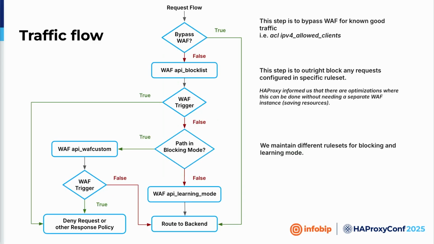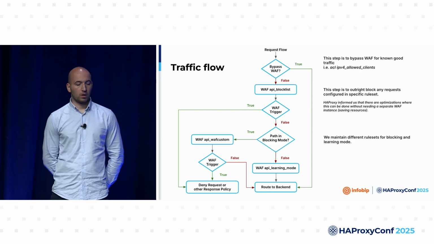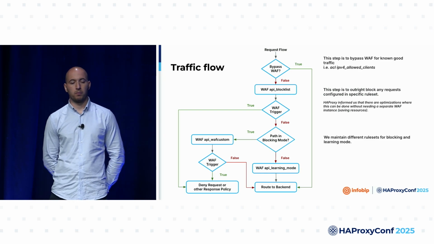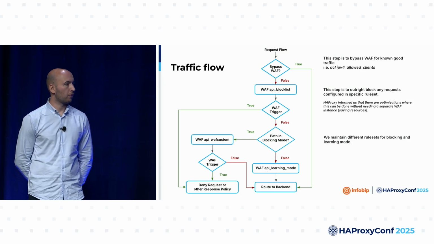Yeah, so in the end, we ended up with 3 different WAF instances. The first one is the API block list. All traffic will hit that instance. And here we can apply hot patching. We also have the ability to bypass the WAF.